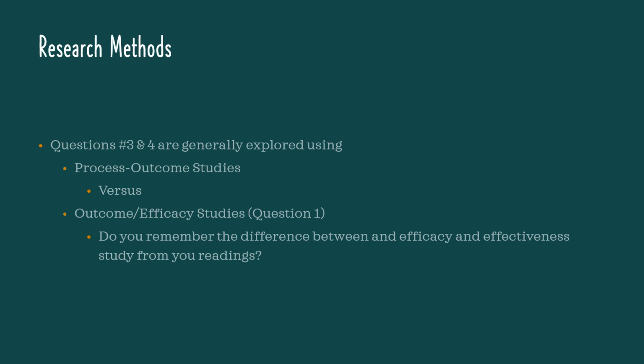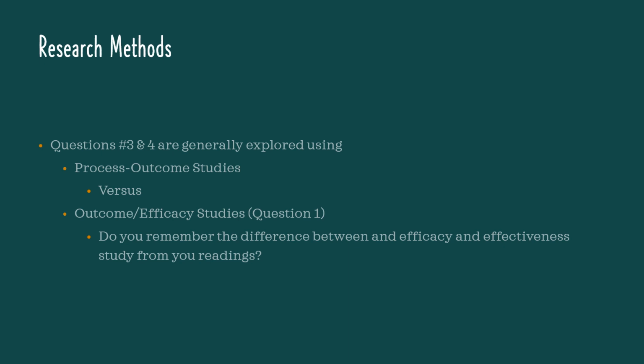Now, I'd be remiss if I didn't throw in a little research methods here, and I'm going to do this briefly. Questions 3 and 4, the ones that look at mechanisms or principles of change, are generally explored using what we consider to be process outcome-oriented studies. So I'm looking at different processes, what's going on in the therapeutic encounter, and I'm trying to link those to various outcomes in the literature. And these are in contrast to outcome or efficacy studies, which is really the first question that we talked about.